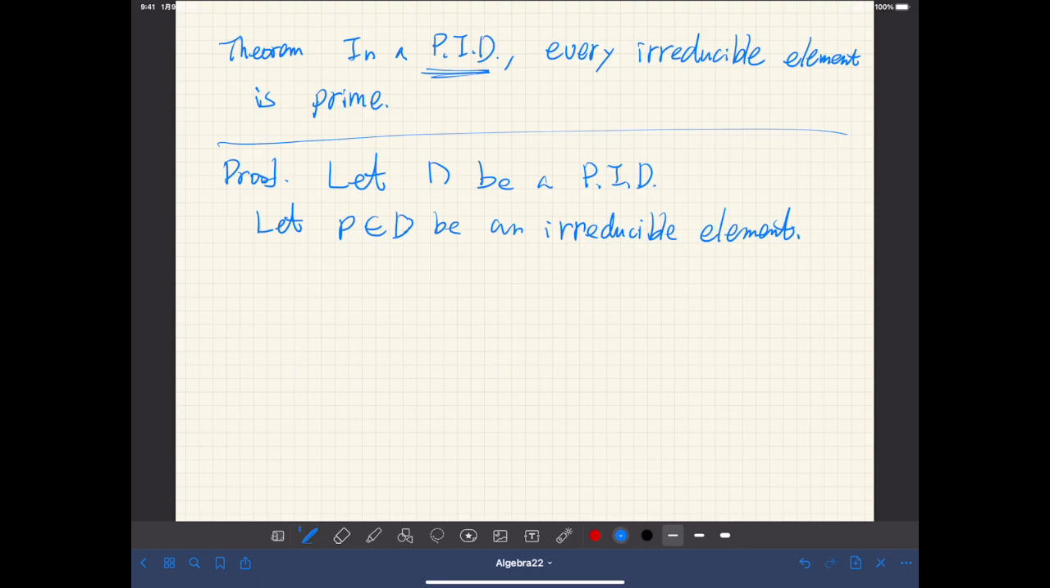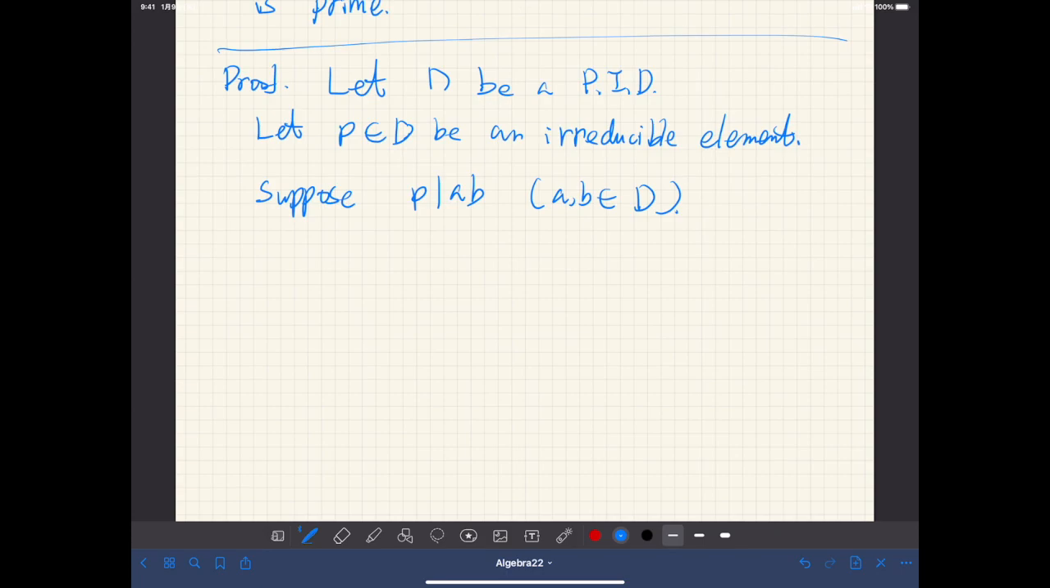And suppose, so we want to show it is a prime element. To show that, suppose P divides AB, where A and B are some elements of D. We want to show that P divides A or P divides B. So if P divides A, then we are done. So let's suppose P does not divide A, then we want to show that P divides B.